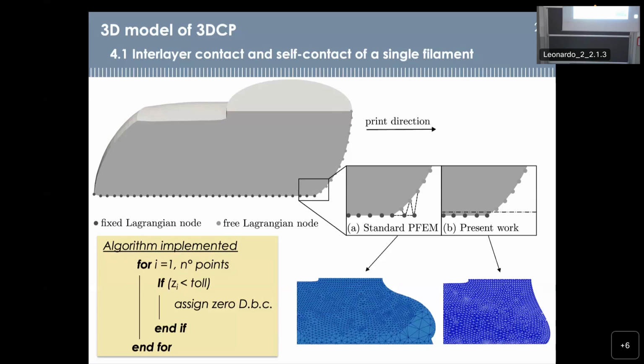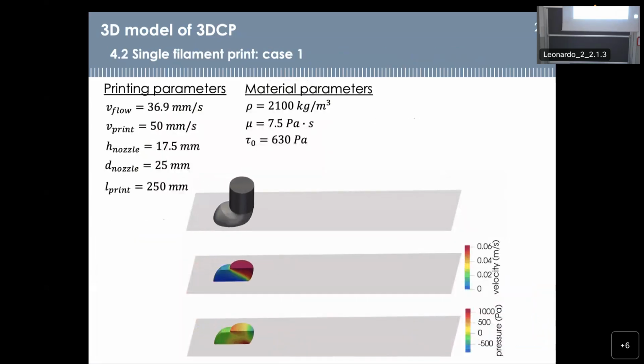So to minimize this problem, we implemented a simple algorithm which is tracking the z coordinate of the nodes. And when the node z coordinate goes below a certain threshold, we are going to assign to the node a 0-degree boundary condition. In this way, we obtain a very smooth contact. So let's see some simulation.